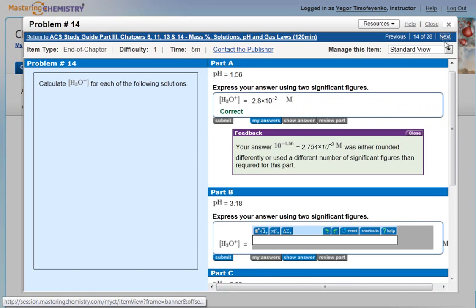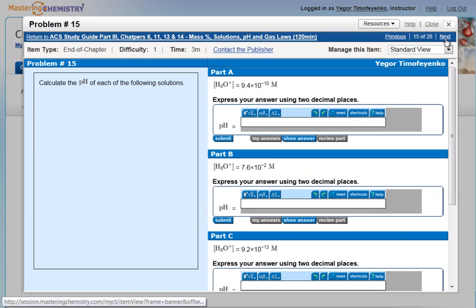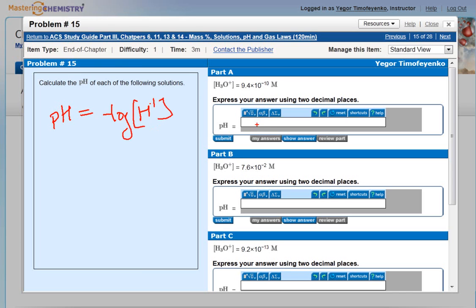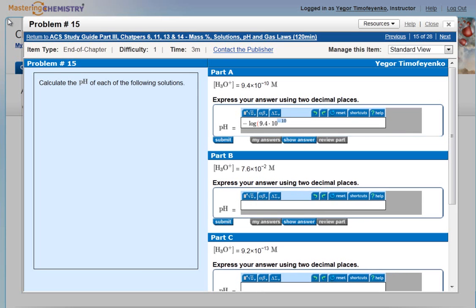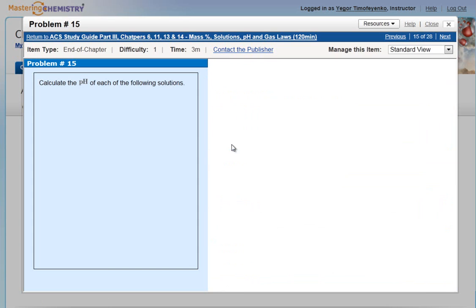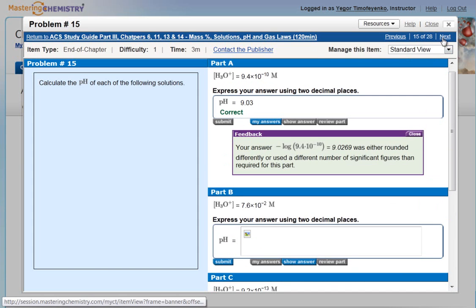And that's correct. Let's go to the next problem, problem 15. Calculate pH of the following solutions. Using the formula pH equals negative log of H plus, let's see if I can have this calculated for me. Negative log of 9.4 times 10 to the negative 10. Sometimes this will calculate it for me, maybe it will, maybe it will not. So that's my solution. Correct. It's nice to use it as a calculator.